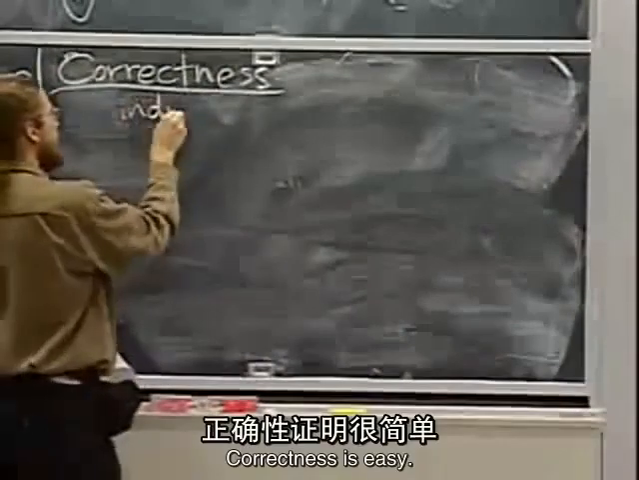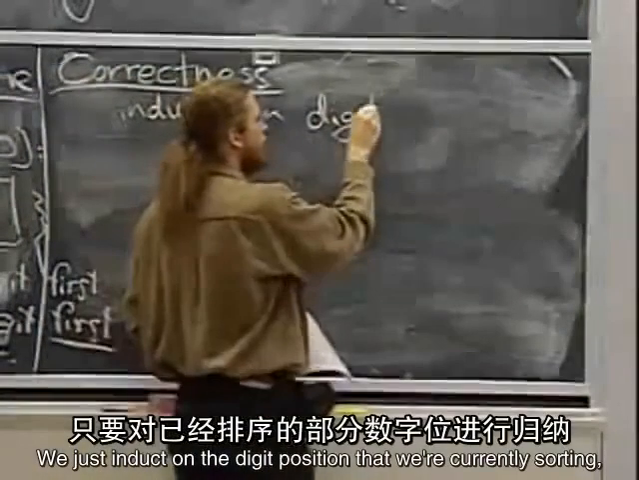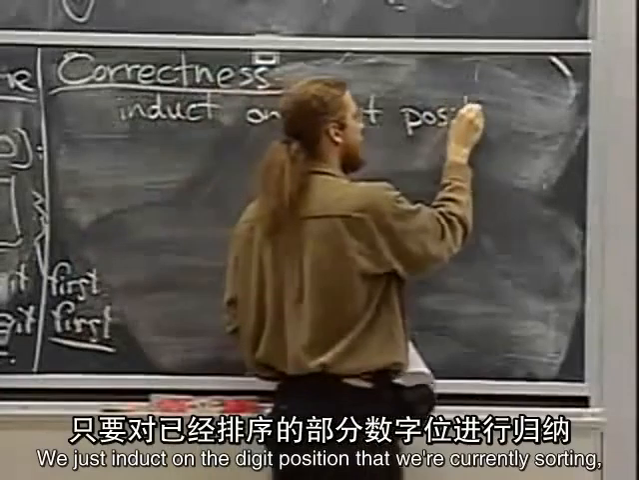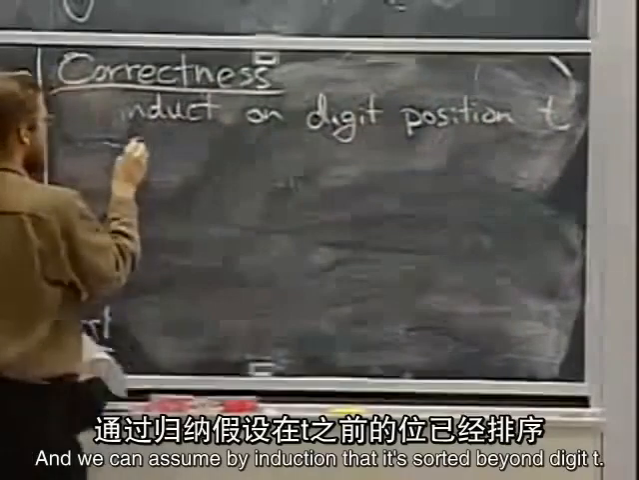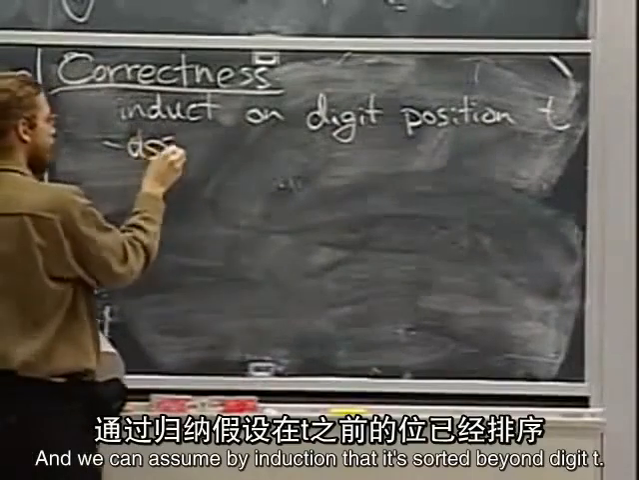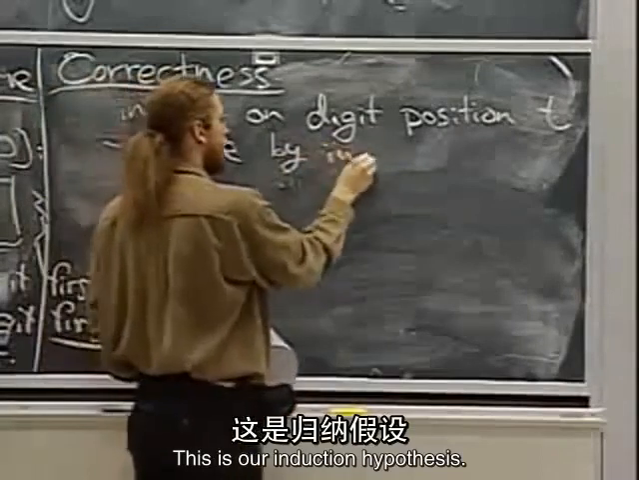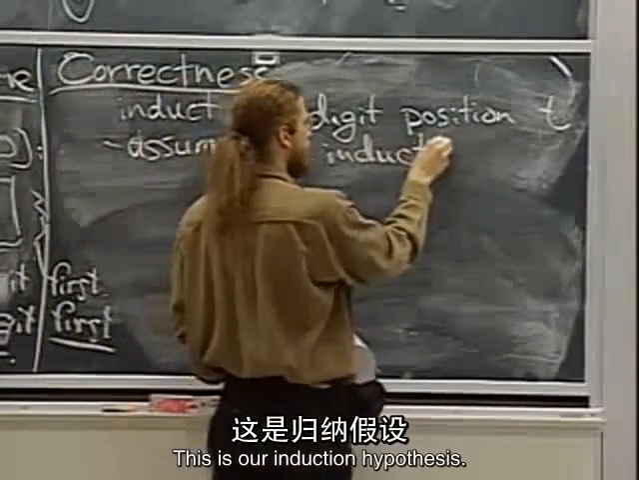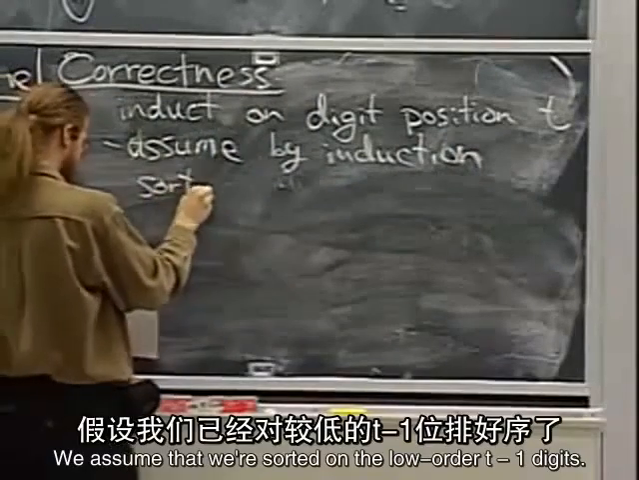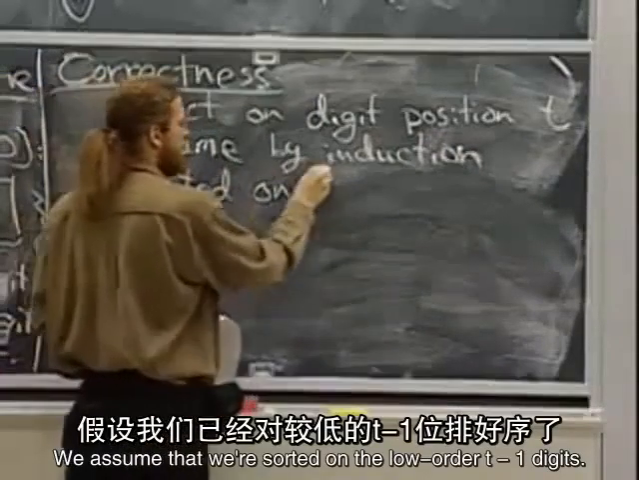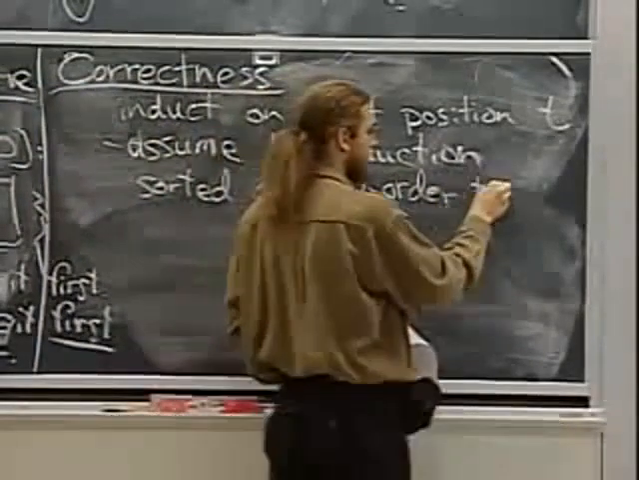Correctness is easy. We just induct on the digit position that we're currently sorting. So let's call that t. And we can assume by induction that it's sorted beyond digit t. This is our induction hypothesis. So we assume that we're sorted on the low order t minus 1 digits.